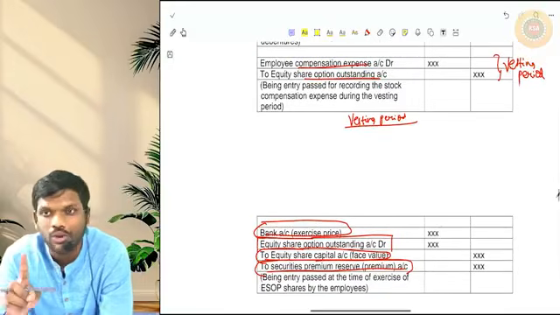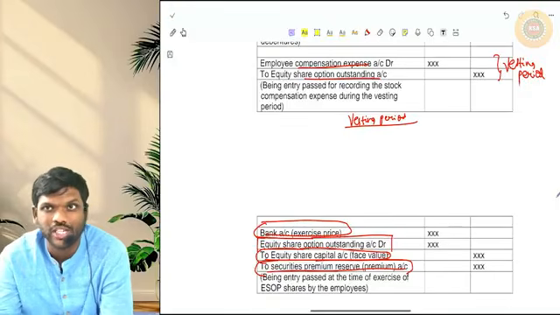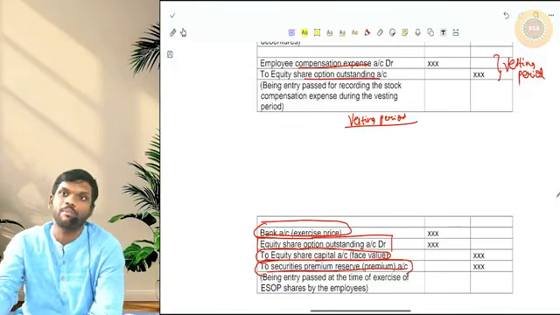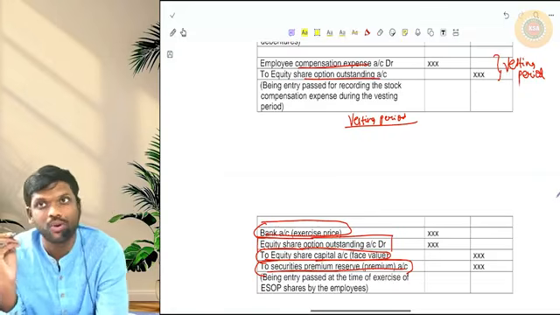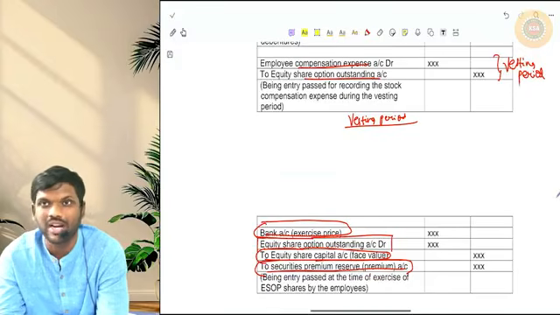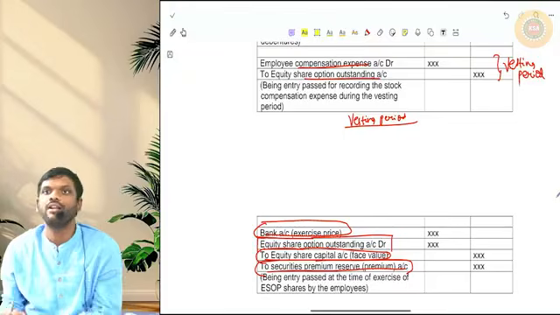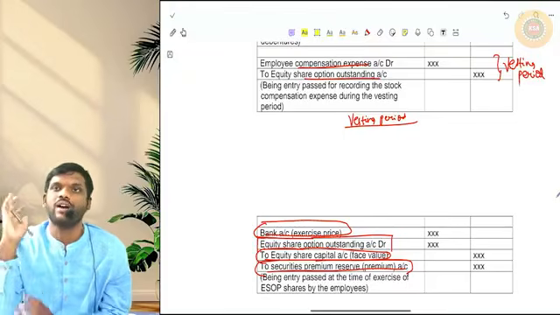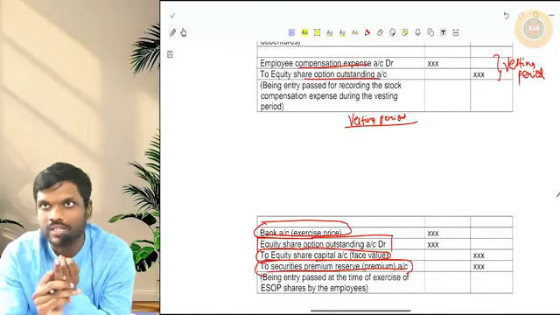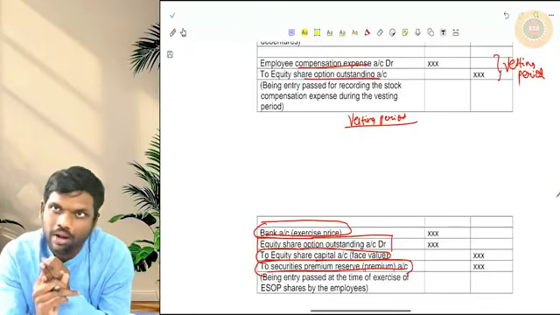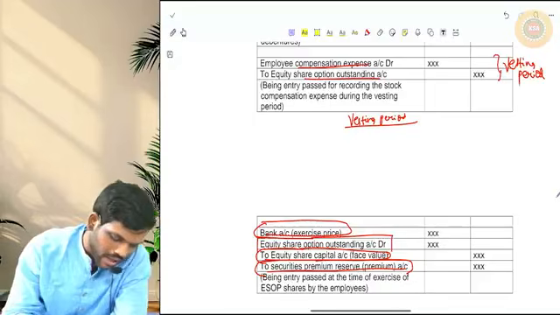Ensure you are thorough with this also. During the vesting period, you will pass the entry employee compensation expense account debit to equity share option outstanding. And once after the vesting period, when you are actually issuing shares, the journal entry will be bank account debit, which is the exercise price that you will receive from the employees, equity share option outstanding account debit, to equity share capital, to securities premium reserve. In equity share capital we have to take only face value. Okay, so ensure you are thorough with equity share buyback journal entries, sale of investment journal entries, preference share capital redemption journal entries, own debentures journal entries, and also ESOP journal entries. You have to be thorough.